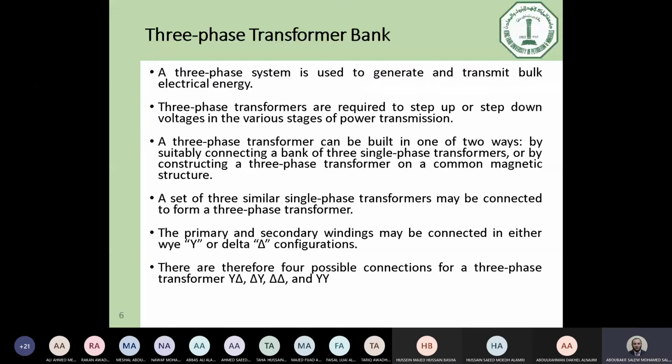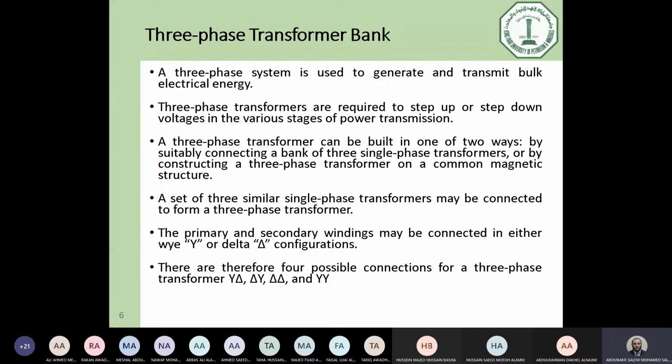Let's start with the three-phase transformer. Firstly, why do we need a three-phase transformer? Now we have the single-phase transformer. Why should we use three-phase? In our power grids, in generation, in transmission, and distribution, all of the networks consist of three-phase networks. So, in order to equip transformers with these networks, you need to use three-phase transformers.